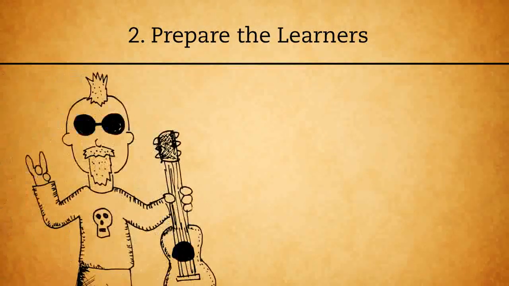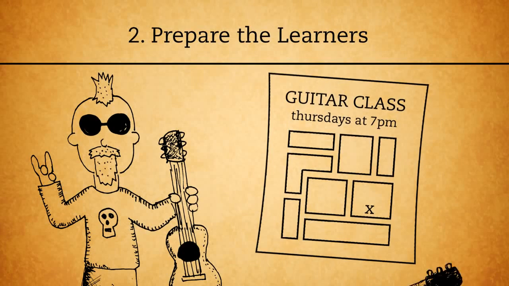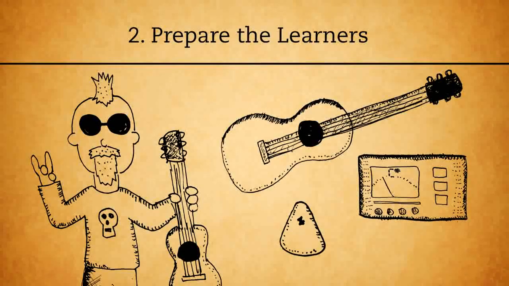In our example, your friend would have to make sure each student knew when and where the guitar class was taking place, as well as what materials they would have to provide for themselves, like a guitar, tuner, and pick.